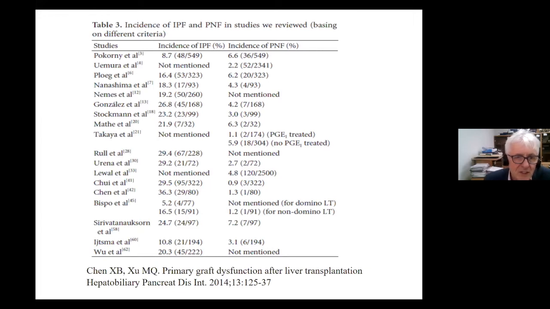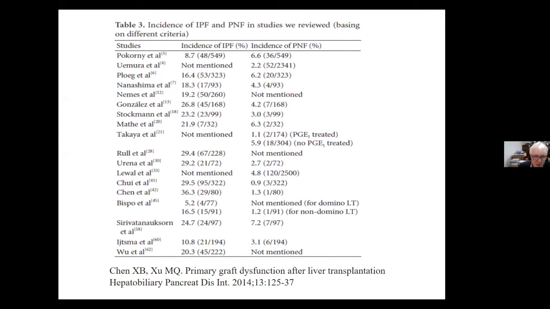If you look at the series that have been reported over the years, this is one review, you'll see that the incidence of initial graft dysfunction is somewhere between 10 and 30%, and most series will have an incidence of about 20%. Primary graft non-function is much less common. In our own program, it runs at about 2%, and internationally, you'll see levels from about 1 to 7%.